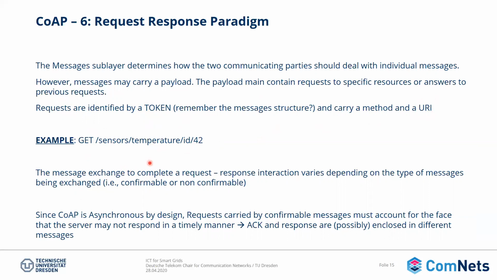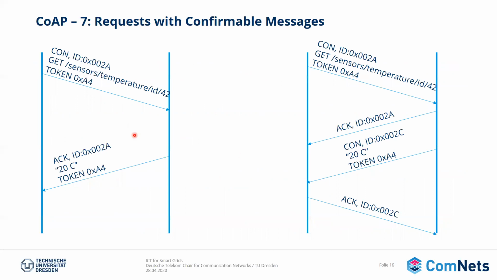Now, the message exchange to complete a specific request-response interaction varies between the types of messages being exchanged. So the type here being confirmable or non-confirmable. So here we have different types of interactions, and this is due to the fact that this is an asynchronous protocol. Because it's an asynchronous protocol, we must also account for the fact that a server can answer after a specific delay, and that the acknowledgement and the information that I need to access might not be sent in the same message.